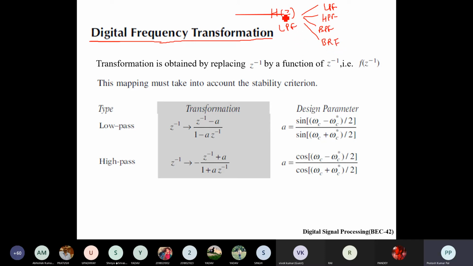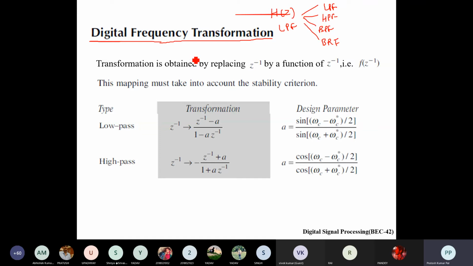So based on the transfer function of a low pass filter, either analog or digital, if it is digital, we will be following a replacement or transformation. This frequency transformation will be given by some other formula, so we will take note of this formula.